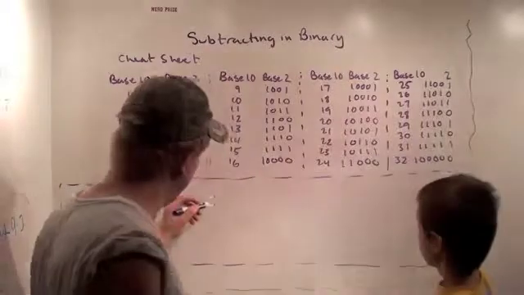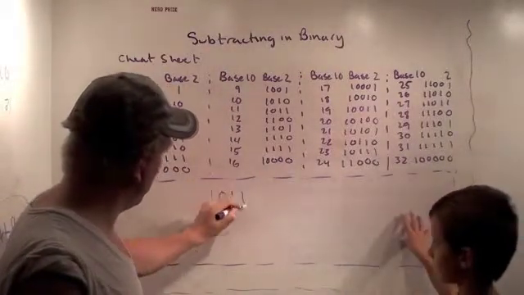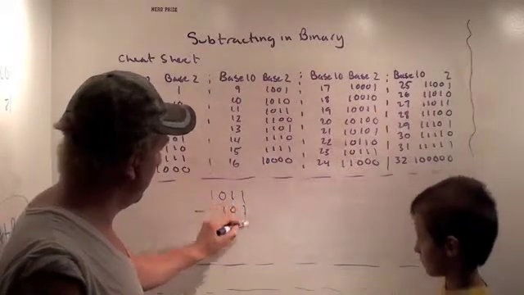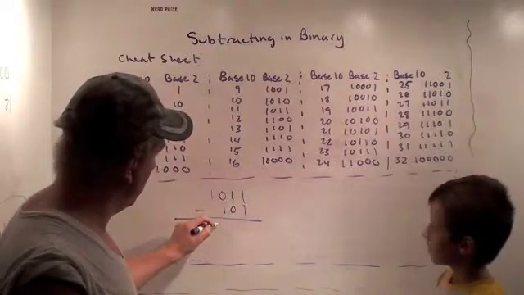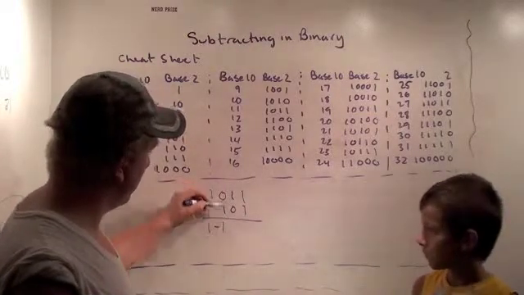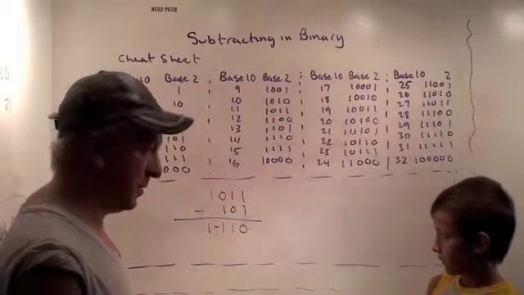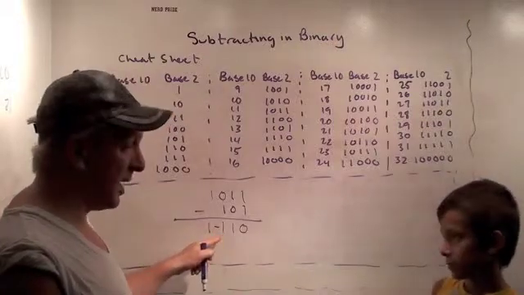I'll stand over here. Let's do 1, 0, 1, 1 minus, how about 1, 0, 1? So this becomes 1 minus 1. 0 minus 1 is minus 1. 1 minus 0 is 1. 1 minus 1 is 0. Right? But we're not allowed to have -1s. That was the blue block.